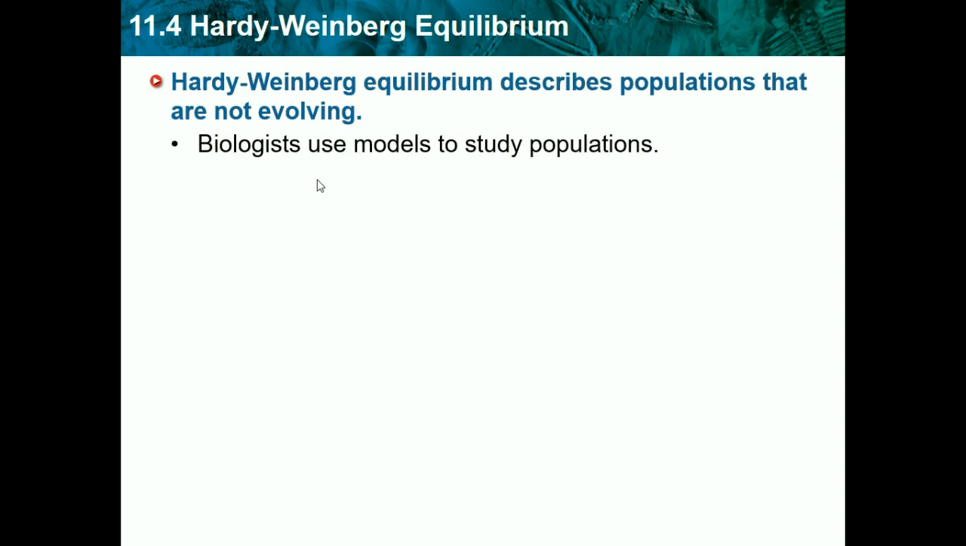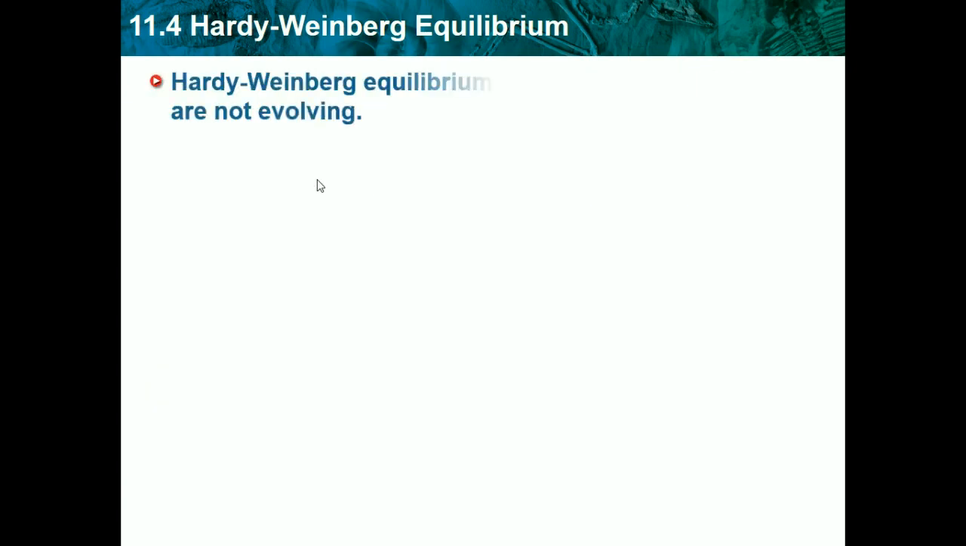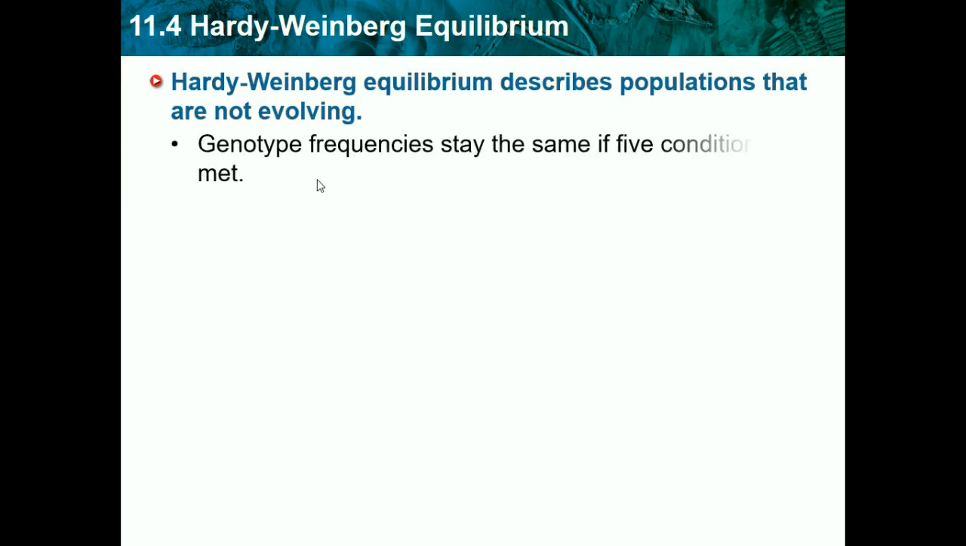So biologists use this model to study populations, or other models as well. Hardy-Weinberg equilibrium is a type of model. Genotype frequencies stay the same if 5 conditions are met. So this is what shows Hardy-Weinberg equilibrium.